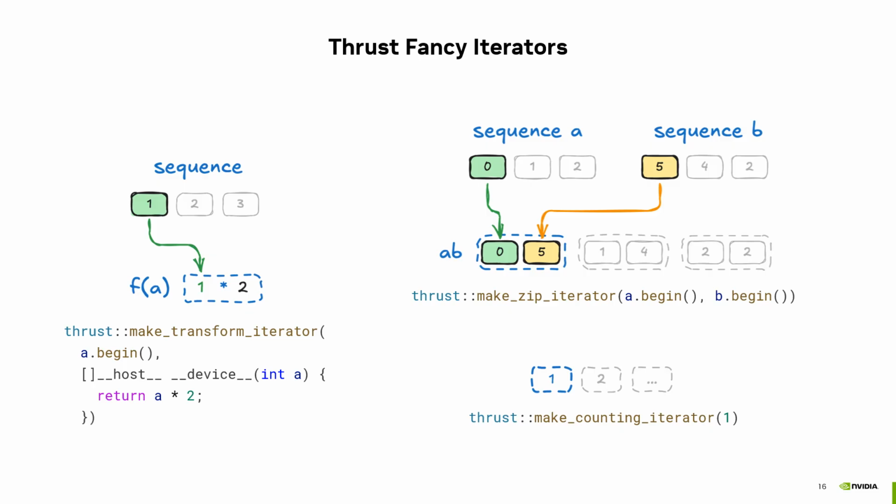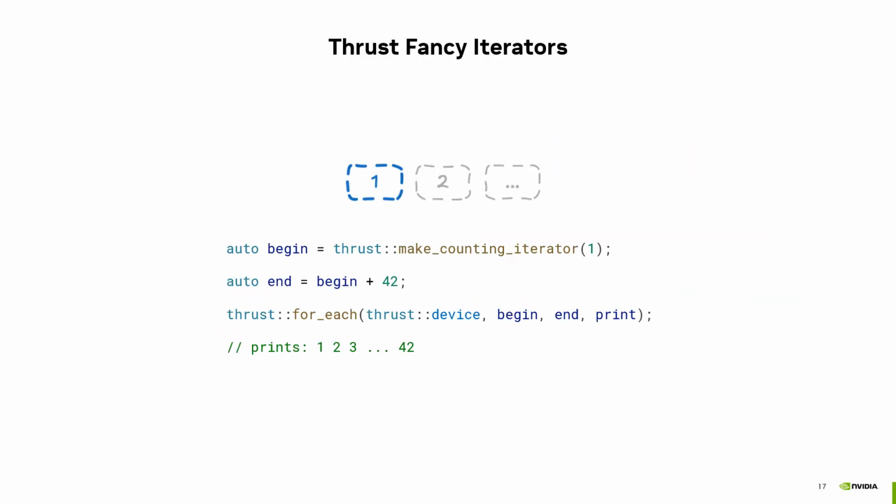In reality, production-grade iterator implementations are much more complex than these simplified examples. Luckily, you don't have to build them yourself. Thrust already provides a variety of ready-to-use iterators, including counting, zip, and transform iterators. Let's take a look at how to work with those in practice.